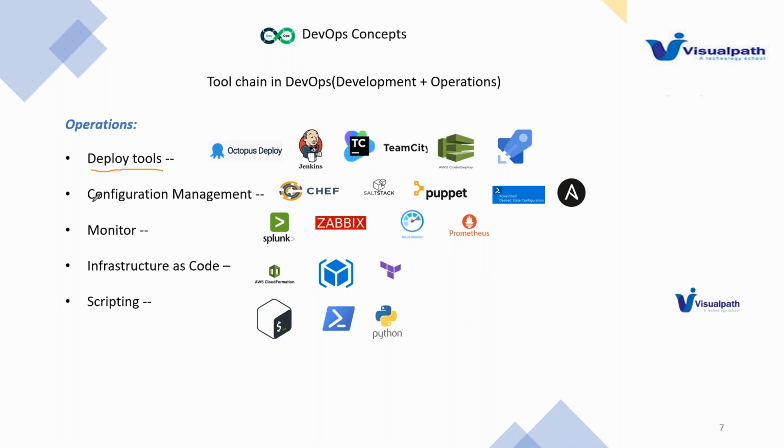And we have configuration management. The operations people manage configuration management using tools like Ansible and PowerShell DSC. Why do we need configuration management? We have different environments like development, test, and production environments, and for every environment we use different configurations for the applications.